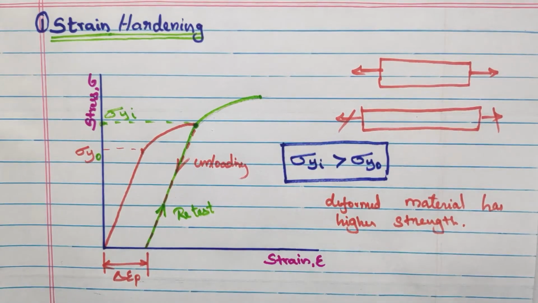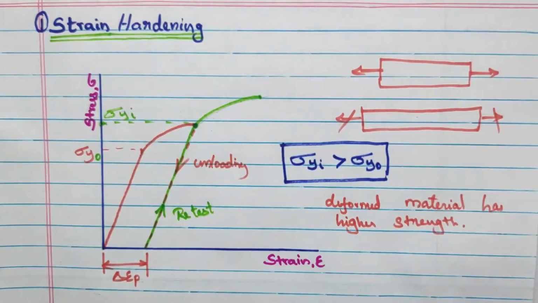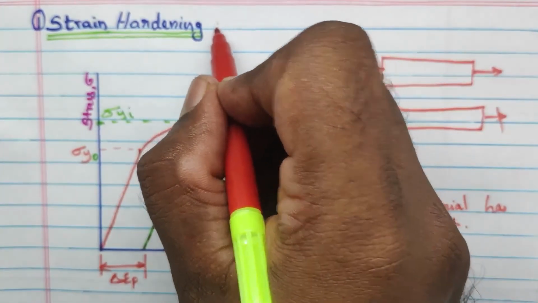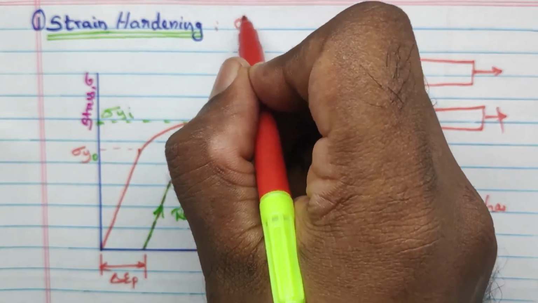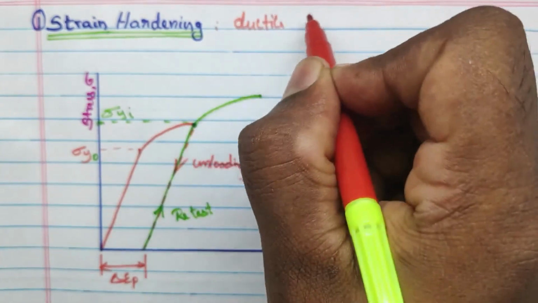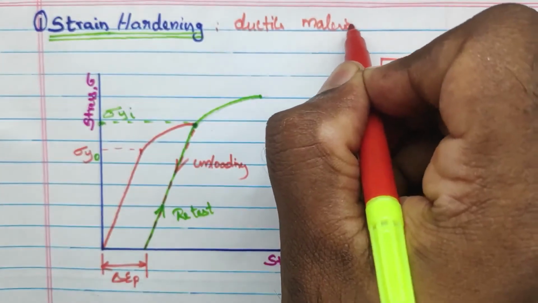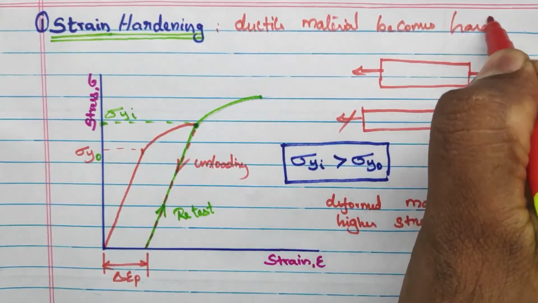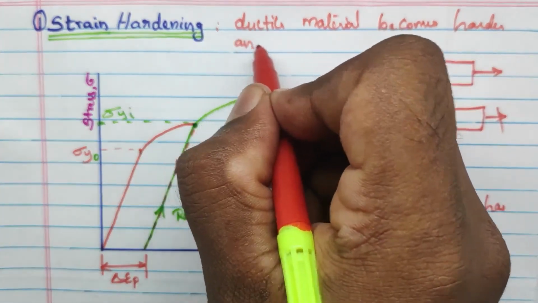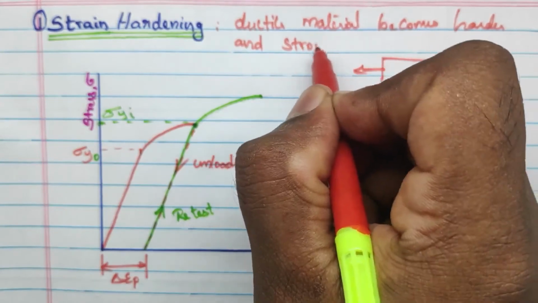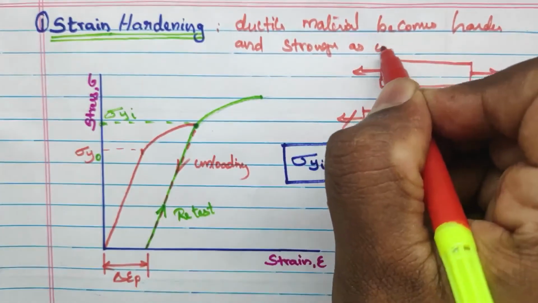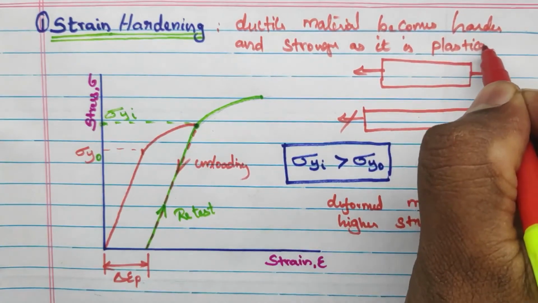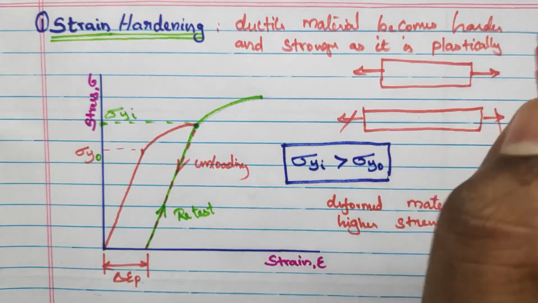So now I can describe strain hardening as a phenomenon where a ductile material becomes harder and stronger as it is plastically deformed.